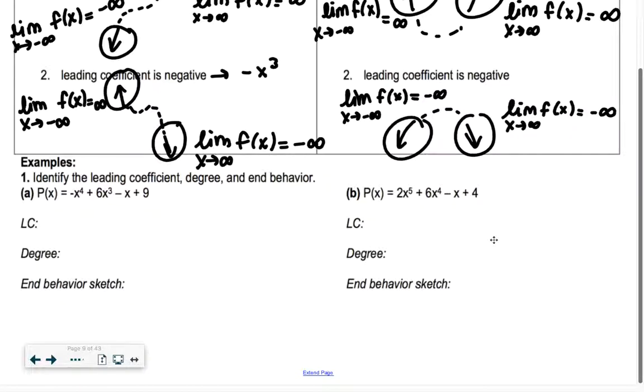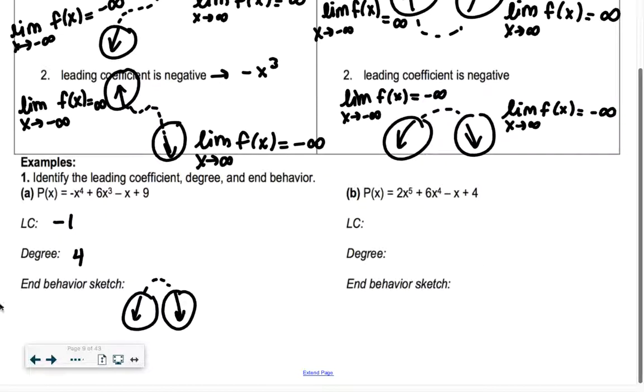So identify the leading coefficient, degree, and end behavior. So our leading coefficient is the number all the way out front. It decides whether we have a positive or a negative. So if it's positive x cubed, negative x cubed, positive x squared, negative x squared. So one of those four possibilities. So our leading coefficient in this case is -1. Our degree is 4. Our end behavior, since it's negative and it's x to the 4th, it's going to look like this on the ends, right? So that's our end behavior sketch.